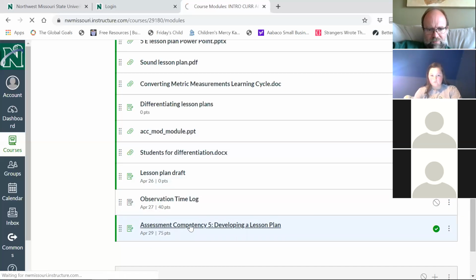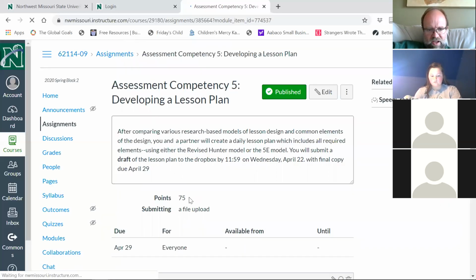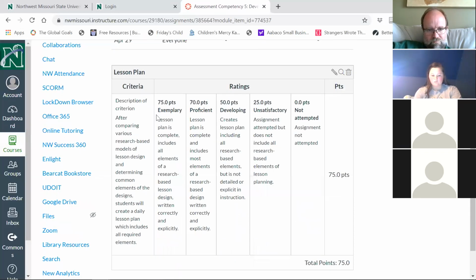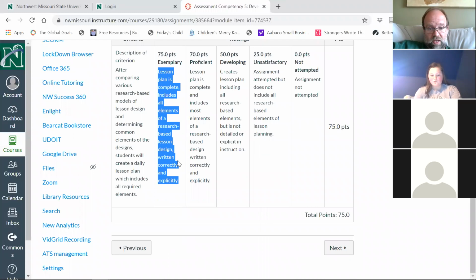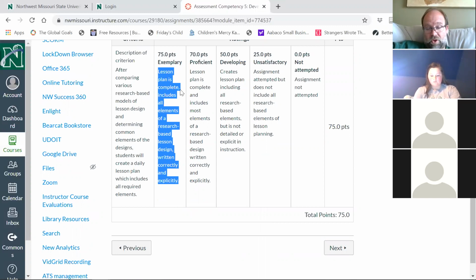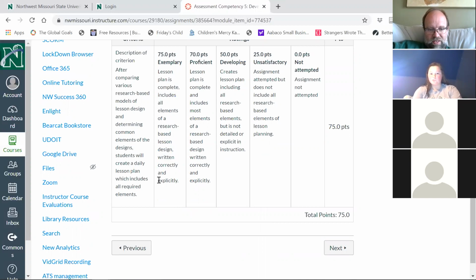So let's take a look at competency 5. Here's what you need to do to get exemplary, and here's what you need to do to pass it. Technically proficient is passing, but let's look at exemplary. The lesson plan is complete, so there are no blank spaces. You have all of the components complete. Whatever plan you choose, all the stuff needs to get done, written correctly and explicitly.